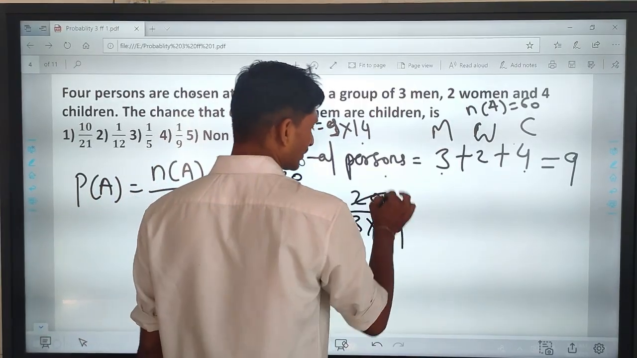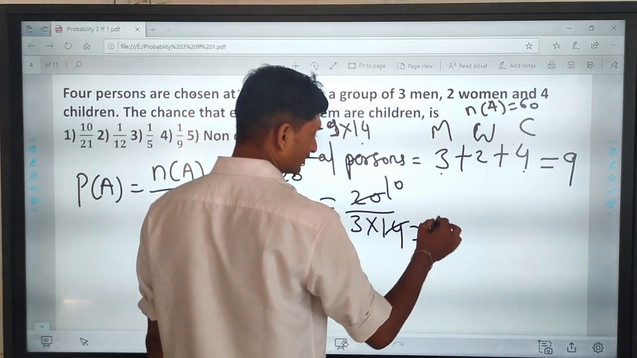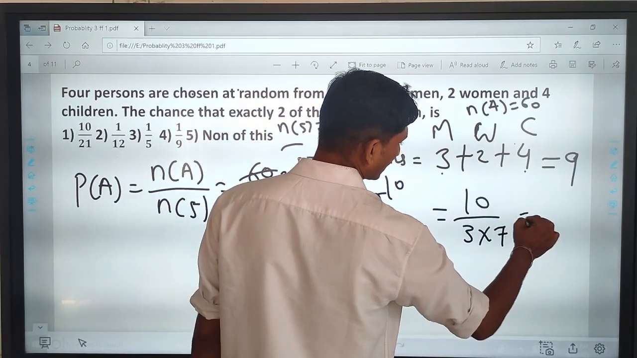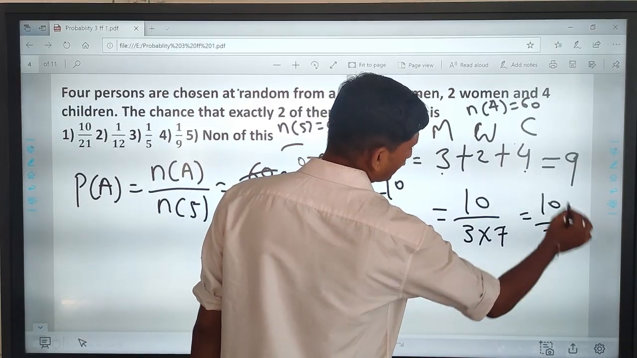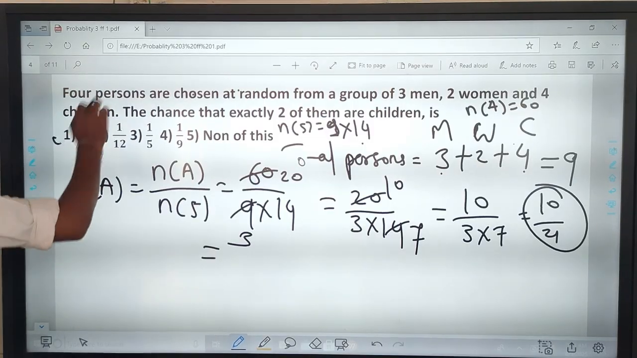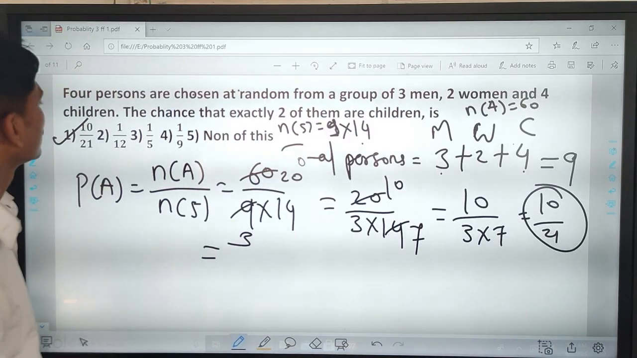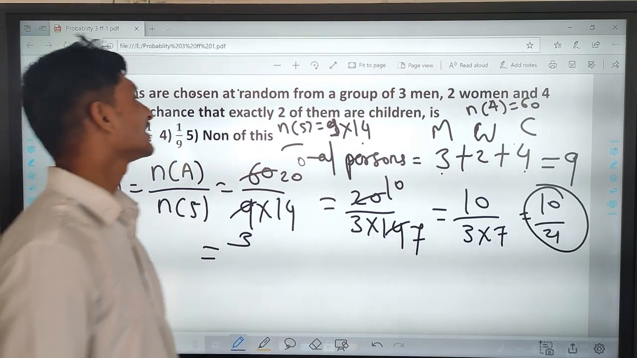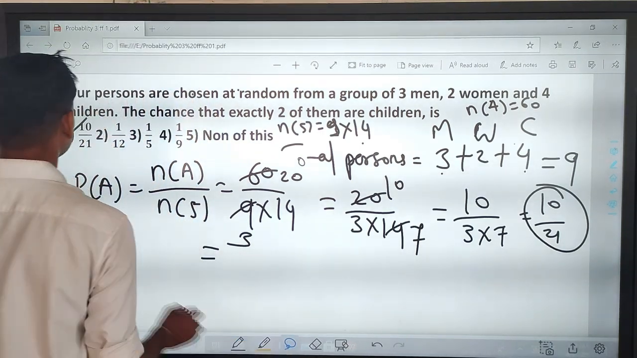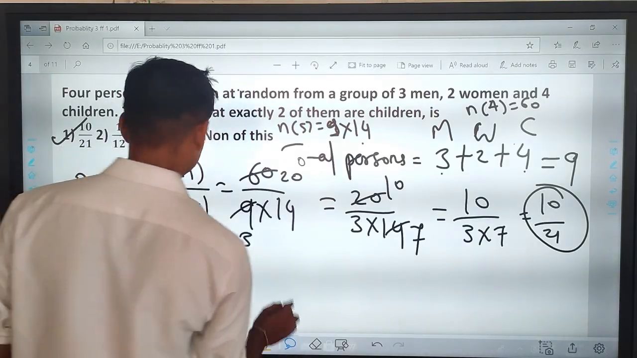Then 2 10s are 2 7s are. Here remaining is 3 upon 3 into 7. Your answer is 10 upon 21. The chance that exactly two of them are children is 10 upon 21. Now your answer is 10 upon 21.